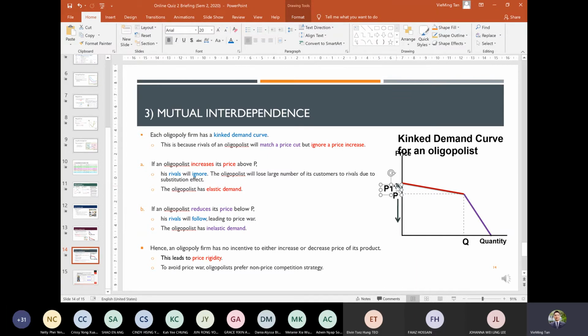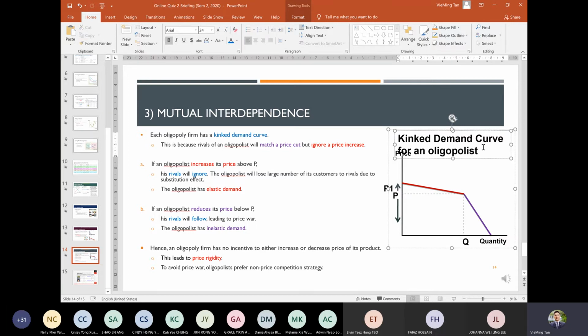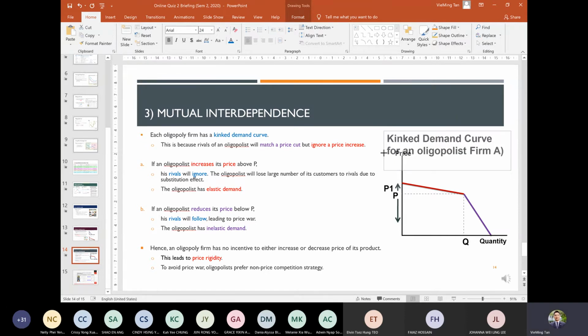So what is going to happen? That means the consumers will switch to other firms. Then this will reduce the quantity demanded for firm A. So you may find that when firm A increases the price to P1, other oligopoly firms will not follow. If they do not follow, this will attract firm A's consumers to switch to other brands, and this will reduce the quantity demanded for firm A to this level.